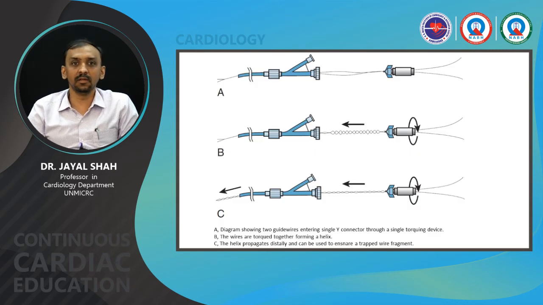So this is showing the double wire technique for treatment of this, and in this case it is showing the two guide wires which are entering a single Y connector through a single torquing device, and they are torqued together forming a helix which travels distally, and ultimately it is used to snare the trapped fragment.